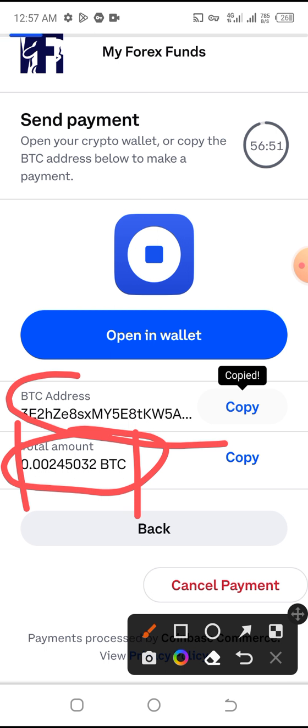After paying like this, you will receive an email in something like 2 or 3 minutes saying, congratulations, we have received your payment, and you will immediately receive your login details. Then you log into your MT4, and after logging in, you can check how your account is doing, just like that.